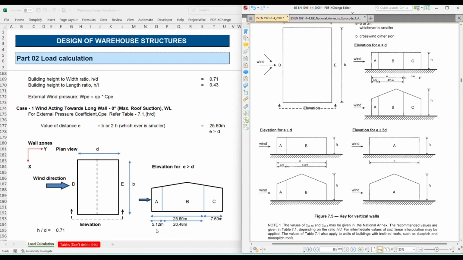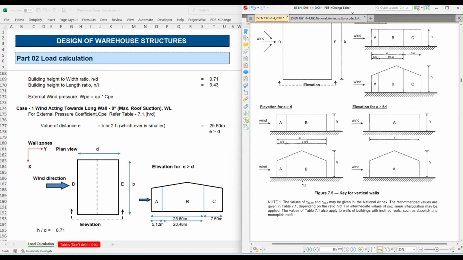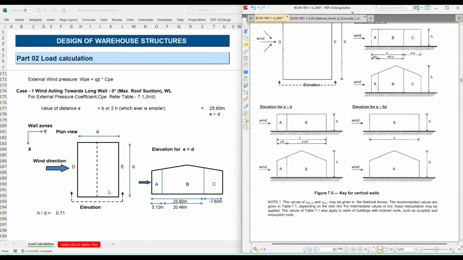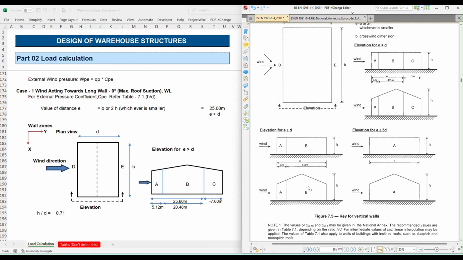25.6 divided by 5 is 5.12. That is the A zone. And the remaining part, that is 25.6 minus 5.12, is 20.48. So A and B are applicable for this case. This picture will explain this. The labels A to E are the external pressure coefficient zones in terms of vertical, that is the wall claddings.